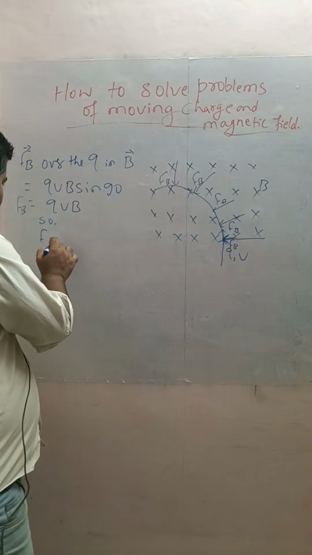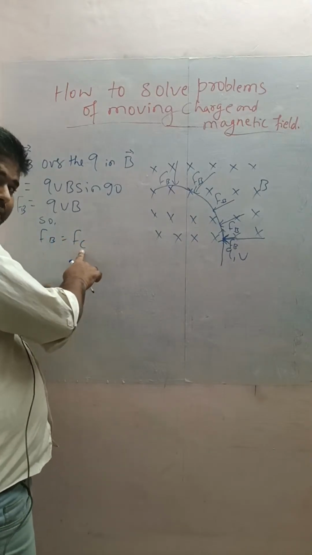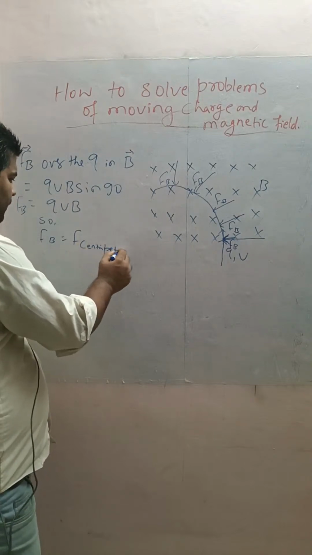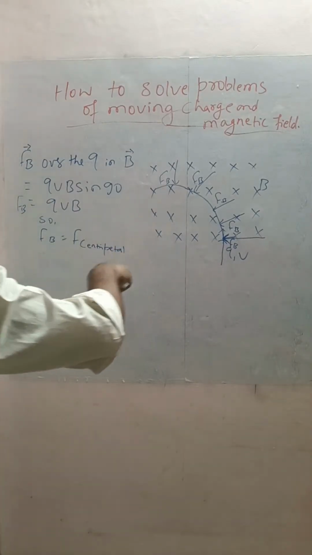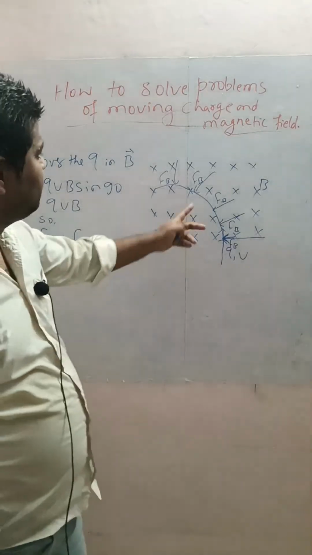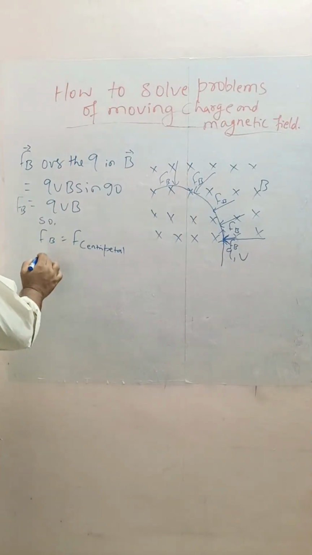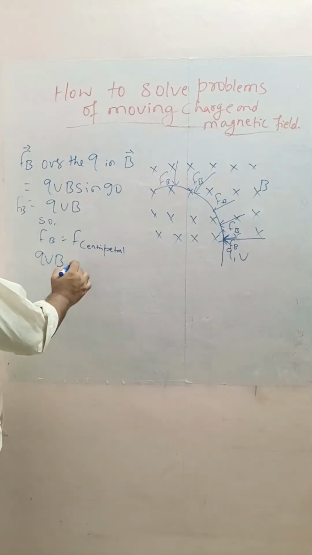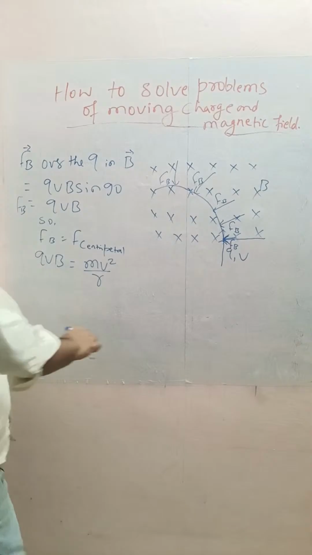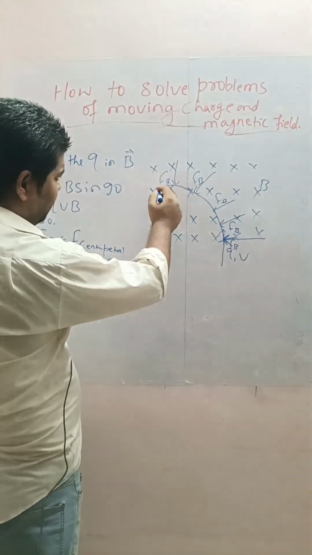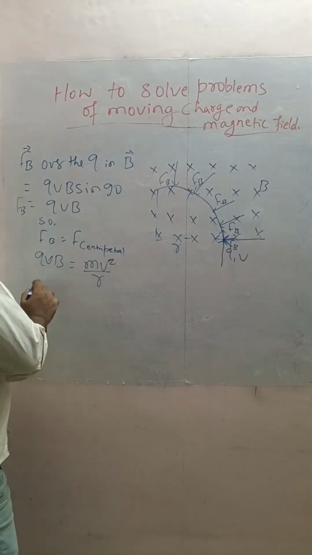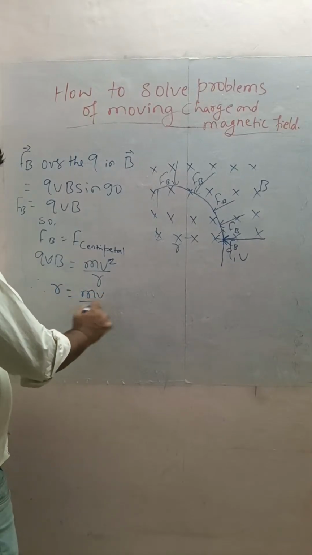F_B is equal to F_C. F_C is the centripetal force. The charge is moving in a circular motion, that's why it feels some centripetal force. And the force doing the job of centripetal force here is the magnetic force. So qvB equals mv squared by r. r is whatever circular track it has, the radius of that track. v cancels, r equals mv by qB.